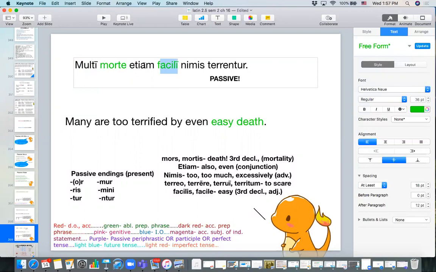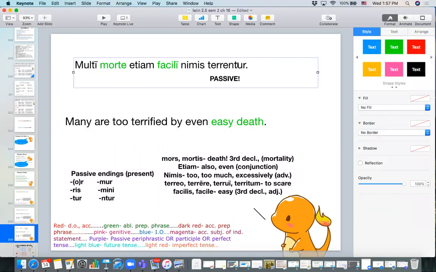And so, if Achille doesn't look like it, but it is a third declension adjective ablative ending. Most of the third declension nouns still get an E for their ablative and not a long I, but I know that's very confusing. So this is not a great sentence, but the important part is just the multi-terentur part.